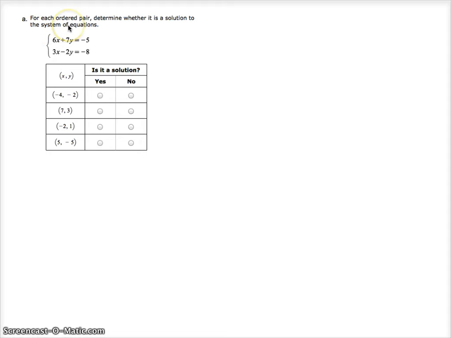Alright, in part A it says, for each ordered pair, determine whether it's a solution to the system. So remember, we're going to plug and chug here, so we're going to take these values and plop them right up in here. And let's go ahead and label these 1, 2, 3, and 4 so we don't get them confused. So I have -4 and -2. It's going to go in for x and y. So let's look at number 1.